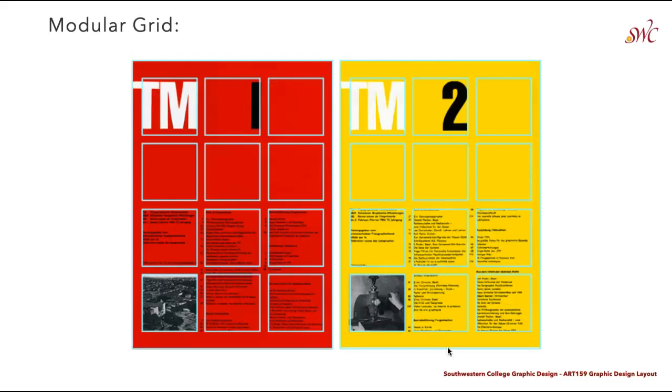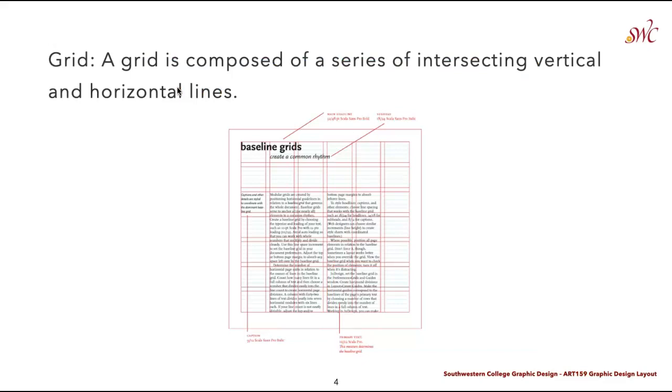Now, modularity and grids tie in together because typically when we have some sort of grid structure, we're going to be utilizing these modules within that modular grid. Now, when we have a modular grid, we're going to have different modules, and in order to have these different modules, we need to have columns and rows that are separated by these gutters. When we do that, we can create individual modules that we can then group together to create these larger spatial zones. So a grid is going to be composed of a series of these intersecting vertical and horizontal lines, as we discussed previously.